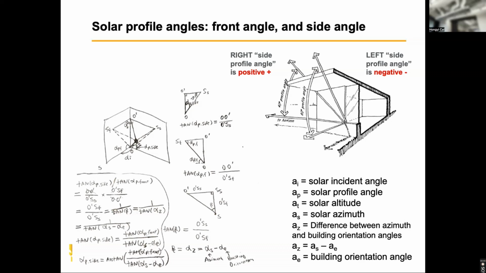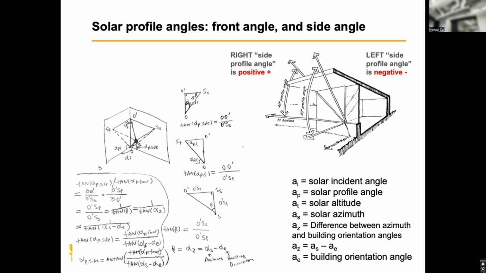Why do I need that? Because if you know the front profile angle and your side profile angle, you know exactly the size and the location of your shading. Make sense? For example, right now, since the shade is already designed and mounted over there, your maximum front profile angle for that moment will be this angle. Make sense? And your maximum side profile angle will be this angle.